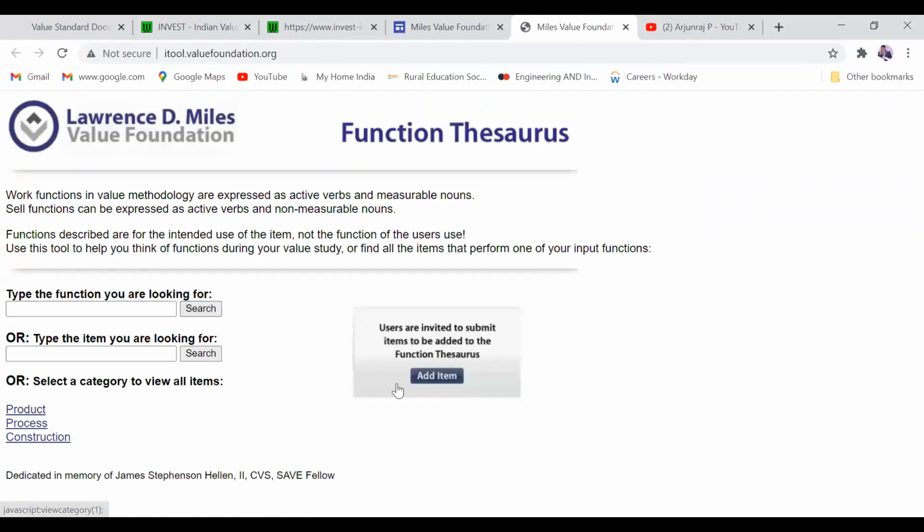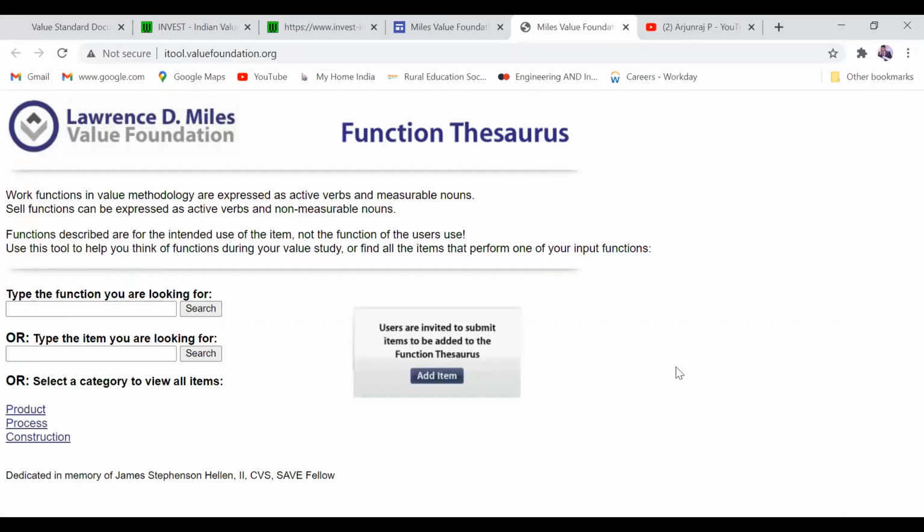So function is basically you have one verb and one noun, one active verb and one measurable noun. I'll explain that. Say for example, the basic function of a pen or a pencil is to make mark. Make is a verb and mark is a measurable noun. What is the function of a brake in an automobile? Stop vehicle. Okay, that is the basic function. So stop is a verb and vehicle is a measurable noun.